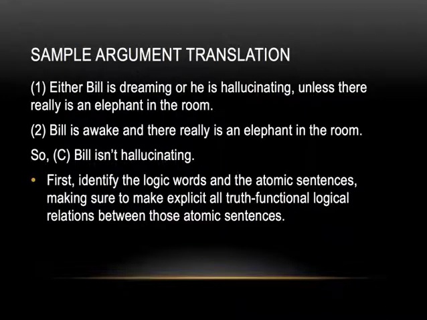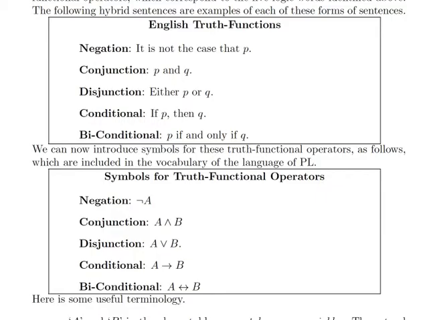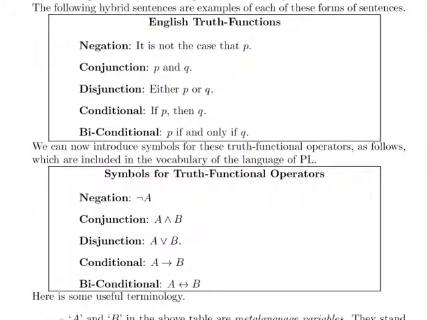The first step is always to identify the logic words and the atomic sentences. On page 15 of chapter 2 of the reading, there's a list of canonical logic words in English. The negation is not, the conjunction is and, the disjunction is either or, the conditional, if then, and the biconditional, if and only if. There are other ways of expressing these same truth functions, so we need to be on the lookout for the non-canonical modes of expressing these notions.